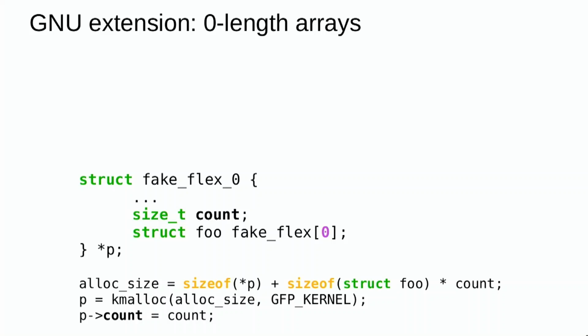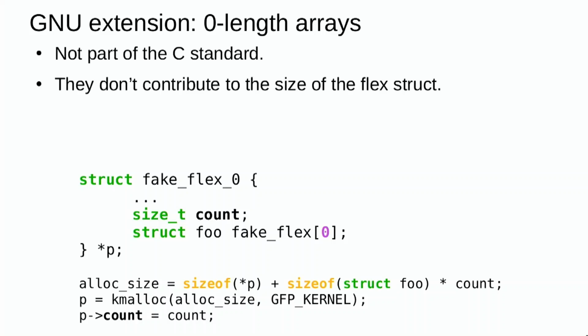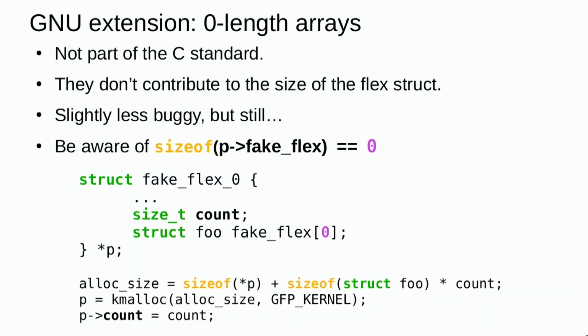Okay, now, what is the issue with zero-length arrays? They are not part of the C standard. They don't contribute to the size of the containing structure. However, they are still a little bit buggy. Sometimes people apply the sizeof operator to this type of array, and the result of this operation is going to be 0. We have found that sometimes they apply this operation to multiplications. So probably they were confused, and that's an issue, and we have fixed some of those.